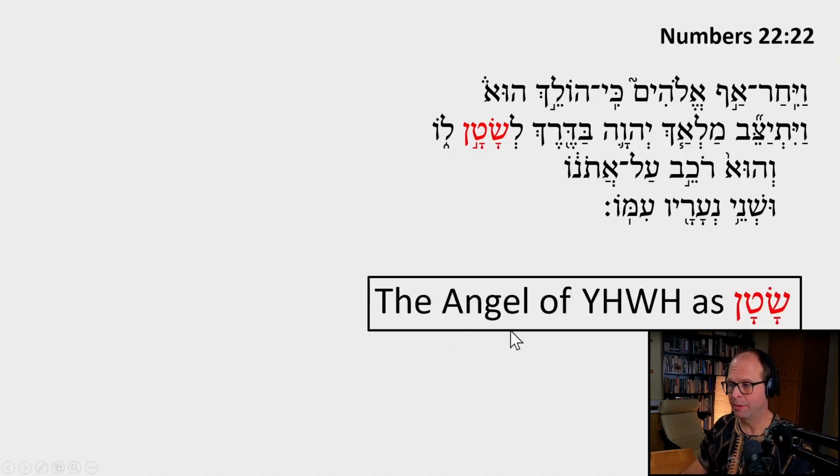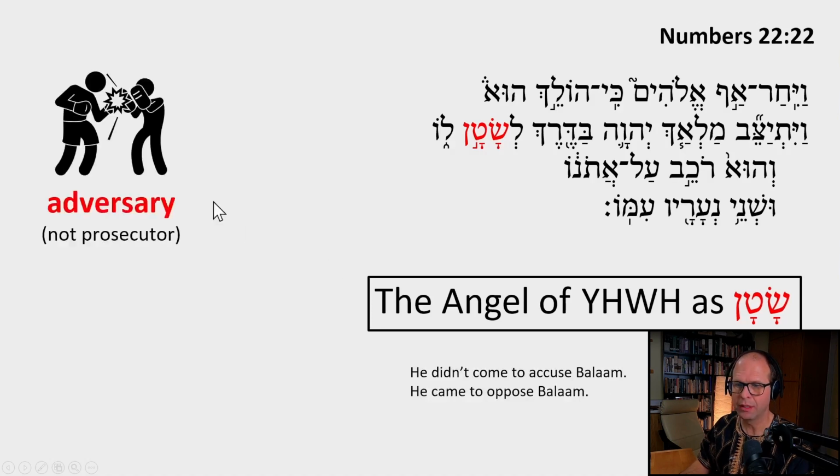So here we have an example of the angel of Yahweh as Satan. So clearly, whenever you see Satan, you can't just assume it's the devil. The angel of Yahweh is not the devil, obviously. But here he's functioning as an opposer. He didn't come to accuse Balaam, he came to oppose Balaam. He's an adversary.